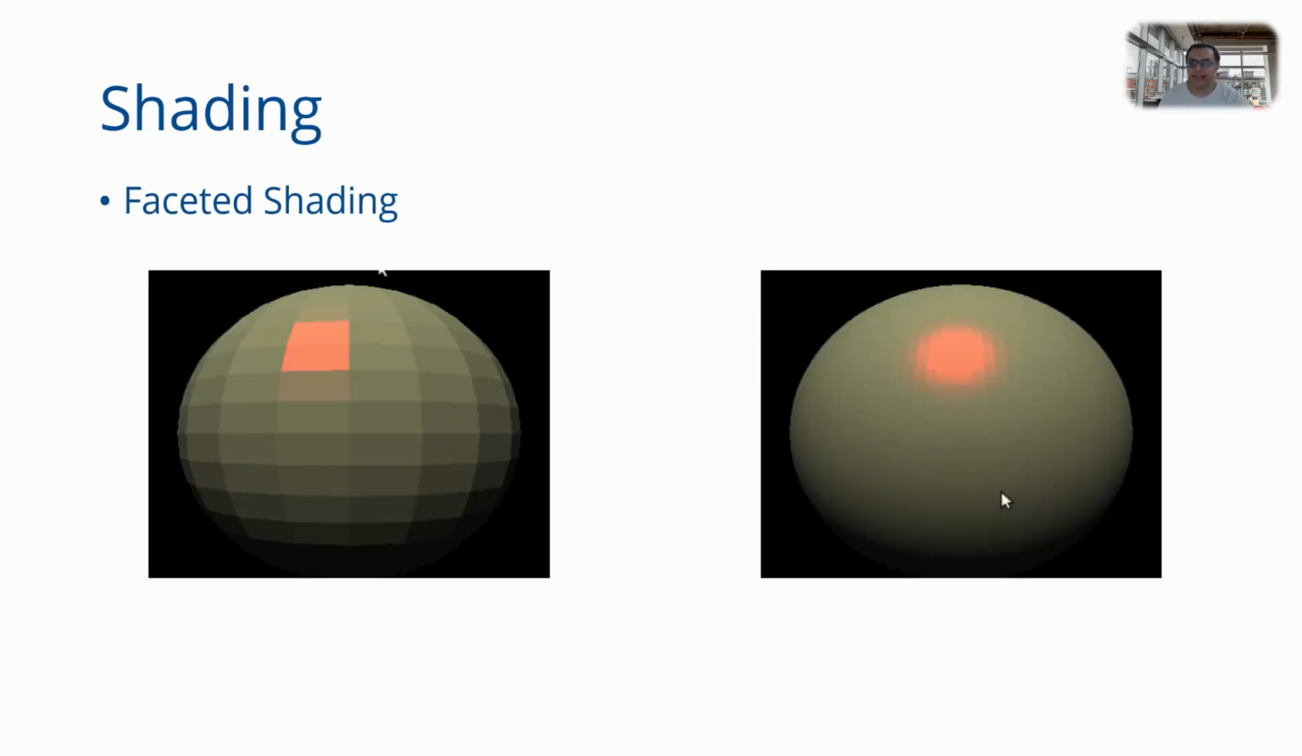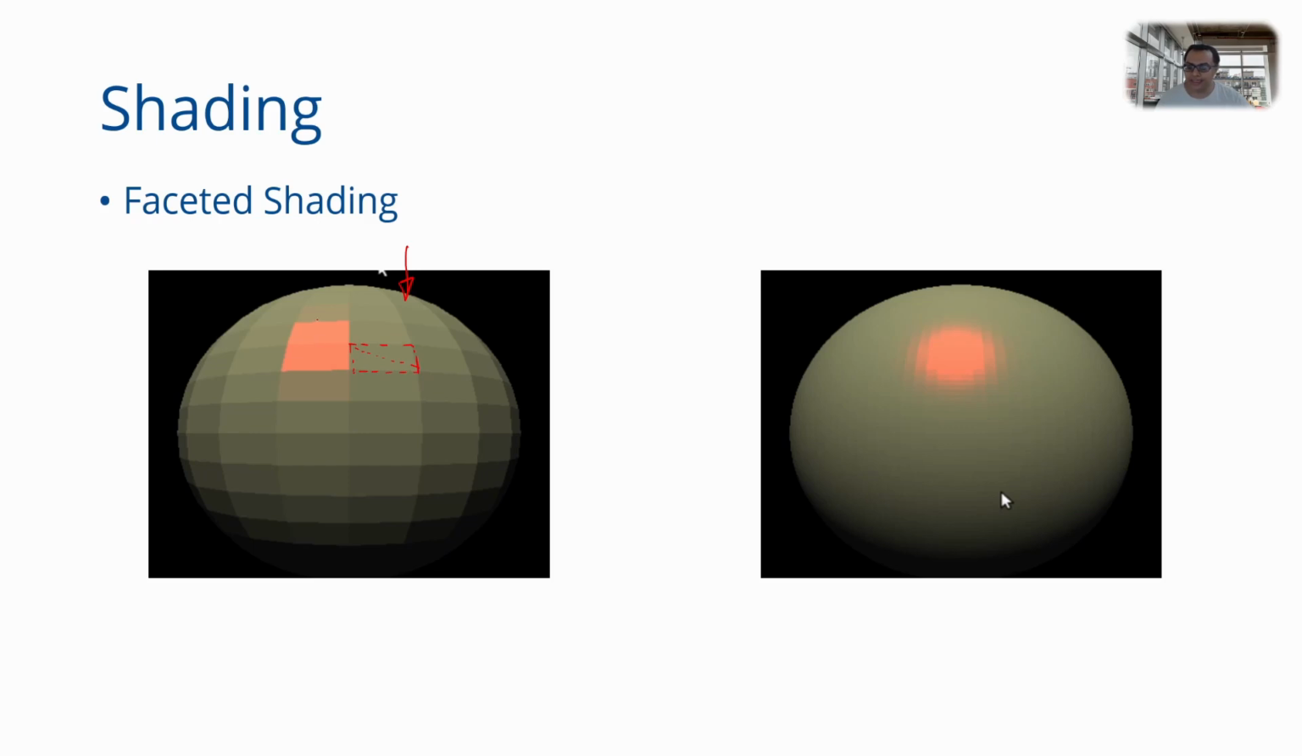So here is an example of faceted shading that you can see. Here we have the surface of a sphere, and in this case the sphere is represented using these larger size quads. You can assume that each one of these quads is broken into two triangles because we are only rendering triangles.